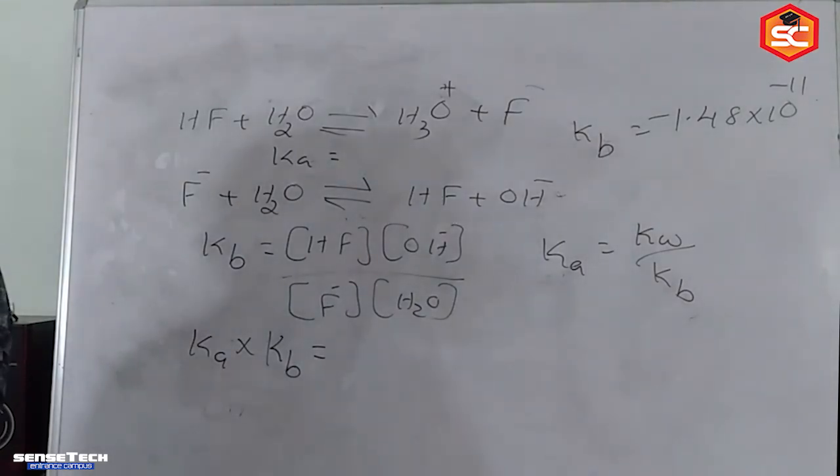Next question: the conjugate base of OH minus is. What is the answer? What is the conjugate base of OH minus? How are we getting the conjugate base? Remove one H plus, so O2 minus. Answer is O2 minus.